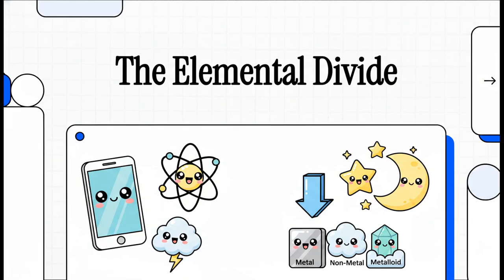Everything around us, everything, from the phone in your hand to the air you're breathing, it's all made from a pretty small set of basic ingredients. We call them elements. But how on earth do you keep them all straight? Well, it turns out chemists have a map for that, and today we're going to take a tour.